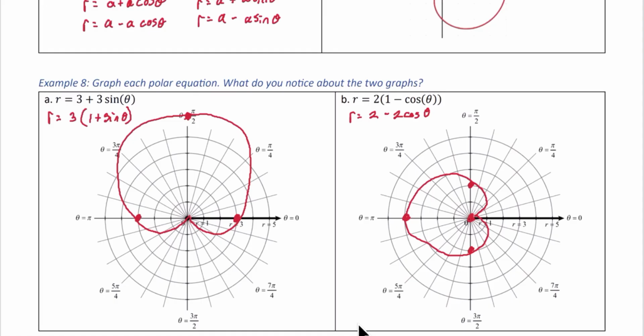So that is the graph of 2 different cardioids. Notice that these do touch the pole. A cardioid is going to touch the pole. We'll see another graph in the next video that looks similar sometimes, but it doesn't actually touch the pole necessarily.